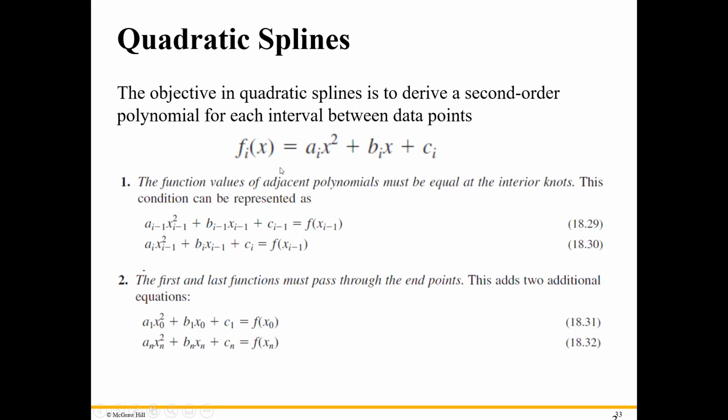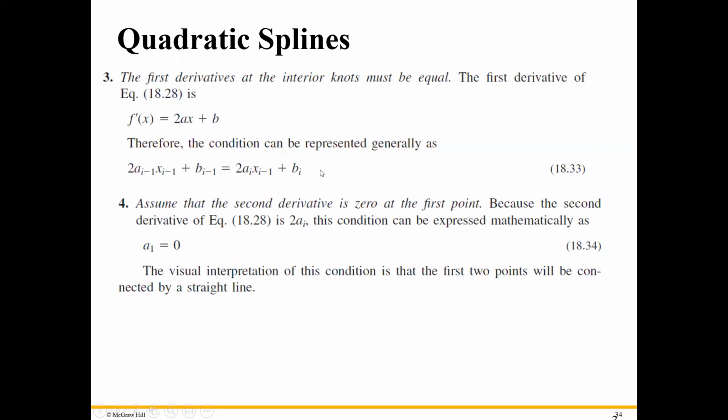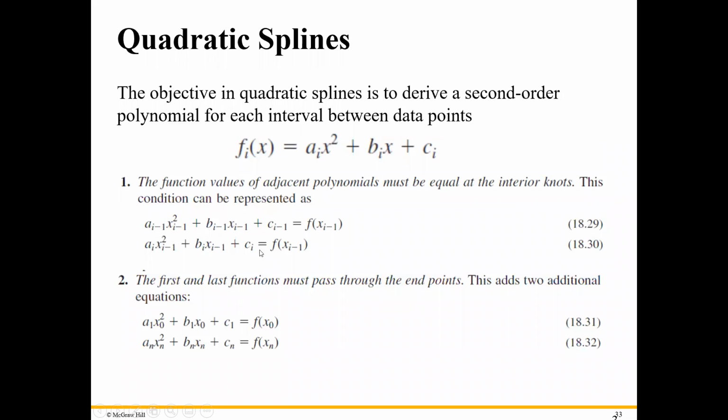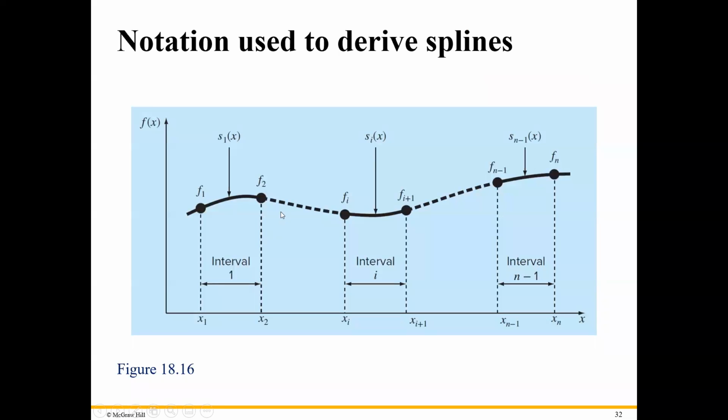So for each equation of the spline, for example, F1 will be the first interval, F2 will be the second interval, etc. We can represent the quadratic equation in terms of ax square plus bx plus c. Okay. And then that quadratic equation will meet certain conditions, 4 conditions. And these conditions we can see from here.